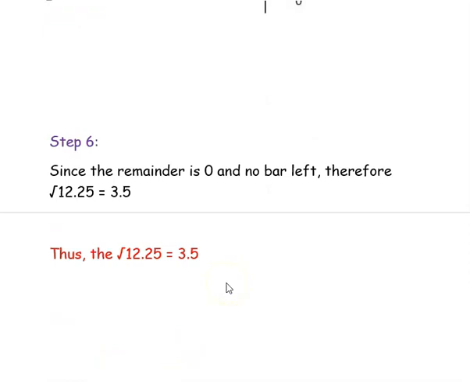Hope you have understood how to place bars for decimal numbers and also how to find the square root of the given decimal number.